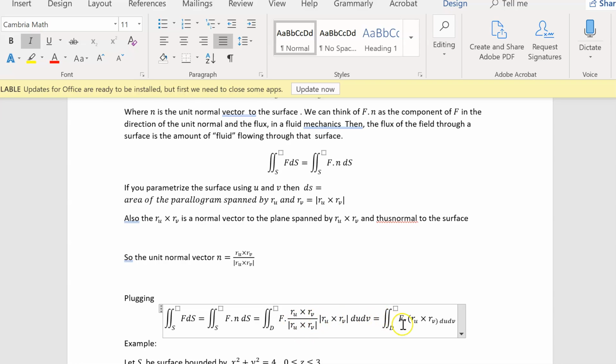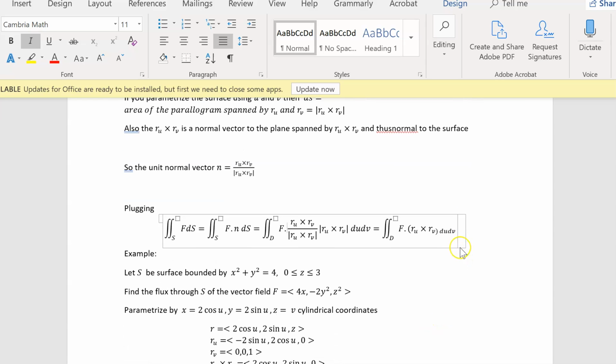And then you get F dot Ru cross Rv du dv. So that's our formula. So if you want to find the flux across the surface, what you do is first you parameterize the surface using u and v, and you look at the partial with respect to u and partial with respect to v, and take their cross product, right?